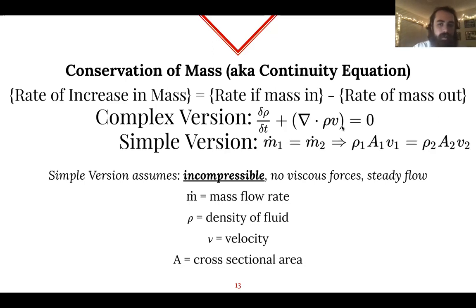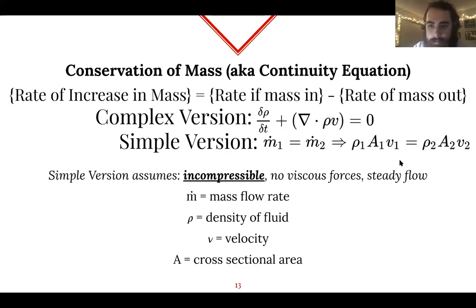Again, like I said, don't worry about the math and symbols. This is called a gradient. I'll talk a little bit about that in the next couple of slides, but this equation can be reduced to this equation. So the mass in is equal to the mass out. This is the mass flow rate in this specific example, and this is just the equation for mass flow rate.